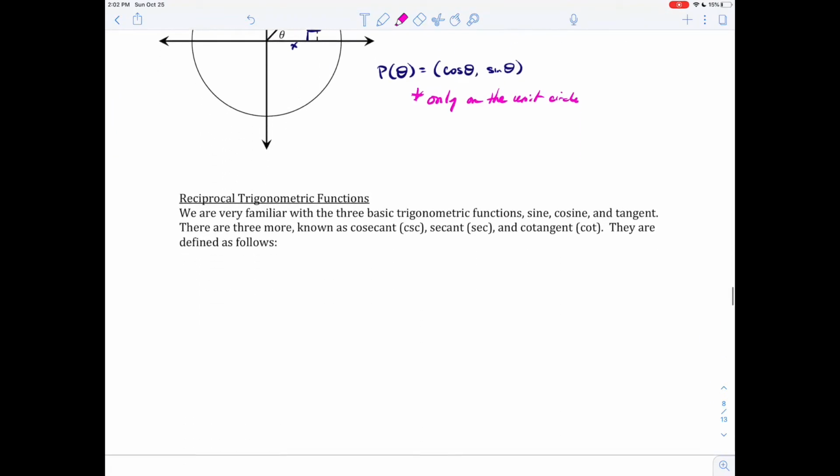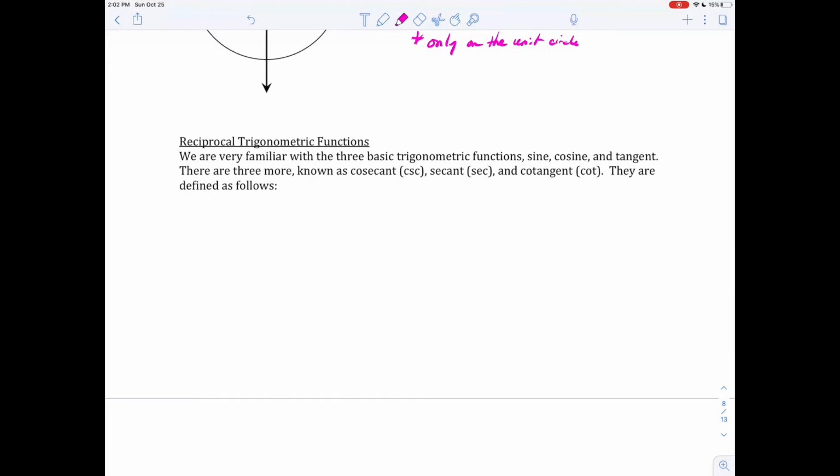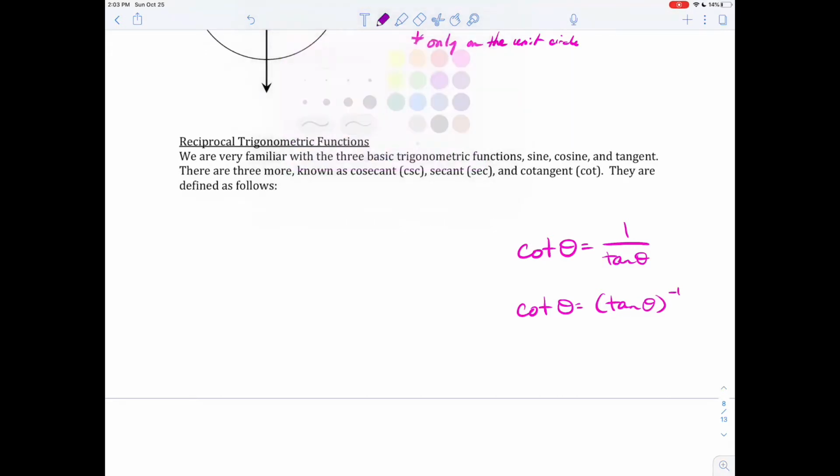We're also going to look at these 3 new trig ratios. There's cosecant, secant, and cotangent. One of those is the easiest one to remember, I suppose, and that's cotangent, such that the cotangent of theta is 1 over tan theta. This is a reciprocal function. You could say that cotangent of theta is tan theta to the negative 1. That is a reciprocal. It is not equal to the inverse function.